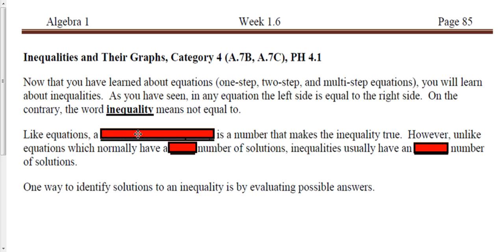Like equations, a solution to an inequality is a number that makes the inequality true. We substitute it in and check it. However, unlike equations, which normally have a finite number of solutions, finite means there's just so many. We saw equations that all had one solution or no solutions. We did see a few with infinite solutions, those identity ones. But most of them were finite, just so many solutions, one most of the time. Inequalities usually have an infinite number of solutions.